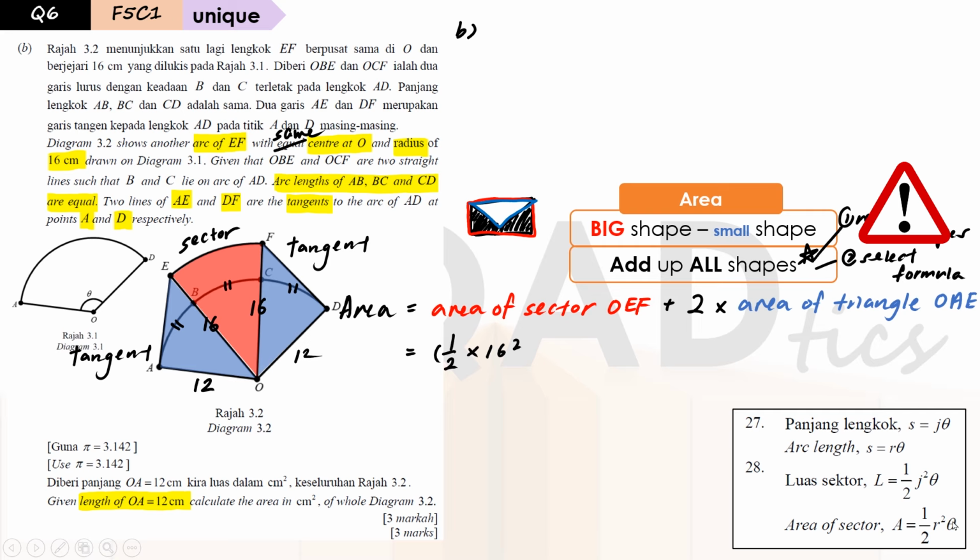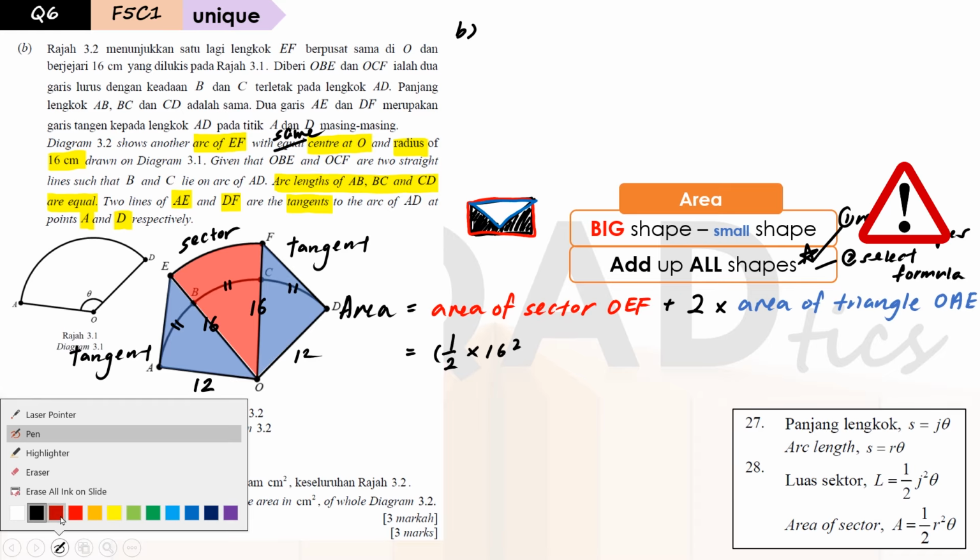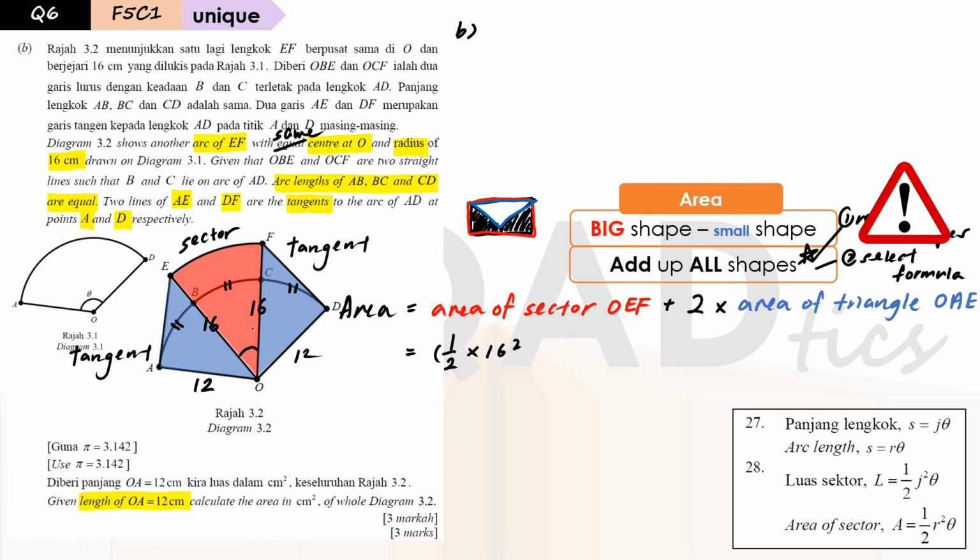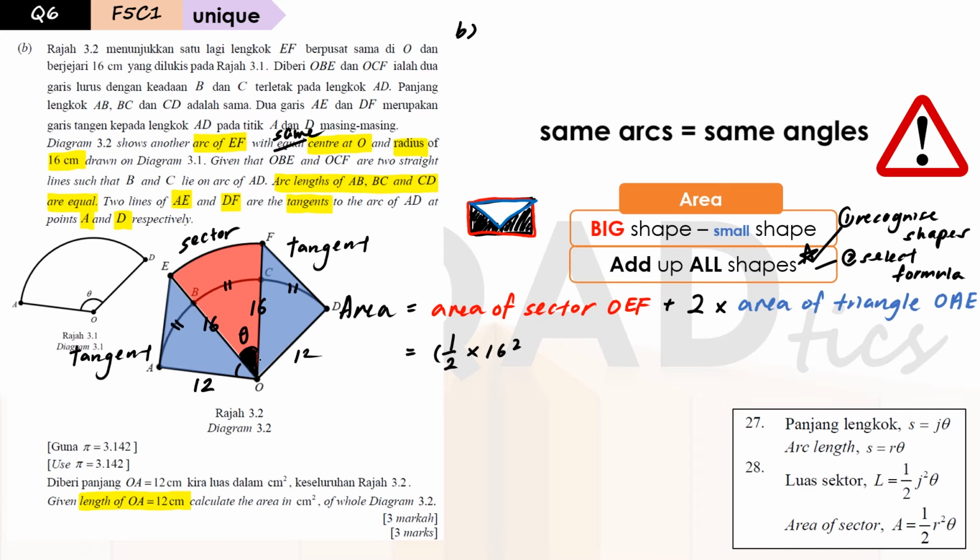And how about the theta? The theta, which is the angle of the sector, would be here. Sorry, let me change it to black color. Right here. This is the angle that we need to find, but it's not given here. Alright, so we can look at the information given here. It says that all the arc lengths here are the same. So since all the arc lengths are the same, the angles are the same as well. So all of them are theta.